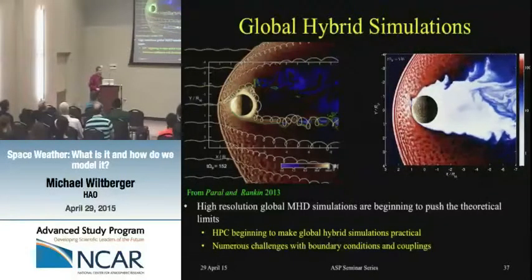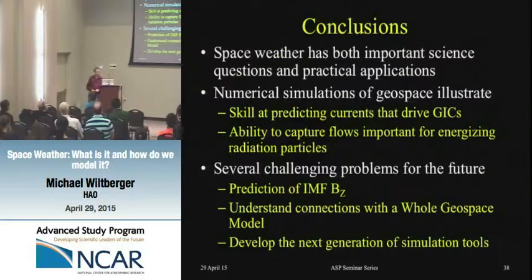So I hope I have been able to give you an overview of what space weather is, that it both has practical applications and some interesting science questions that we're able to address. We can go after, using numerical models, a bunch of different things in the geospace environment. We have some skill at predicting the currents that drive the geomagnetically induced currents that can lead to the major disruptions for power grids. We can go after the characteristics of these high-speed flows that are happening in the magnetotail. I didn't go into it, but they're important for the energization of particles and the radiation belts that pose a risk to the spacecraft observations.